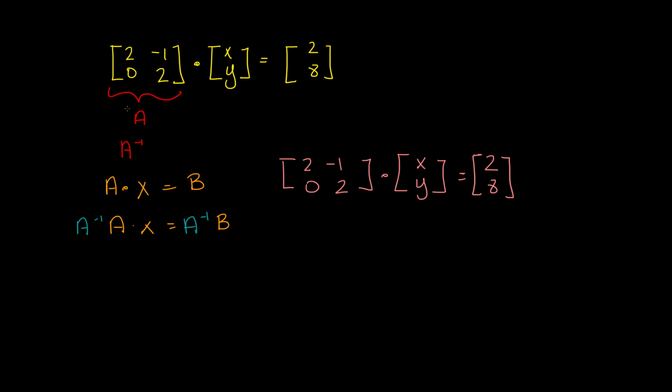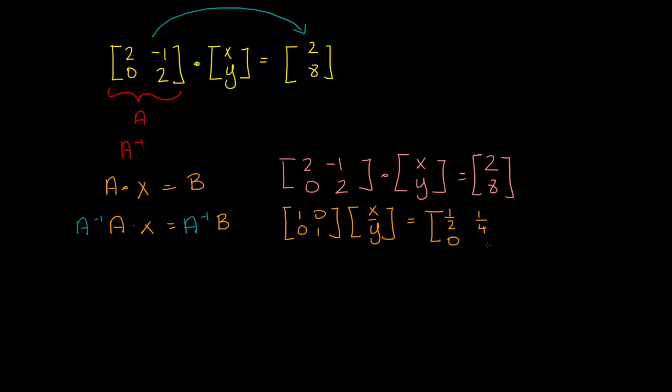Okay, what this does for us is it takes this numeric matrix and multiplies it by another numeric matrix, the inverse of this numeric matrix. And what it does here is it undoes our original matrix. So if you remember, when you take the inverse, you're going to have [1, 0; 0, 1] here, times [x; y]. And this is now going to equal the inverse. In our case, the inverse comes out to be [1/2, 1/4; 0, 1/2].